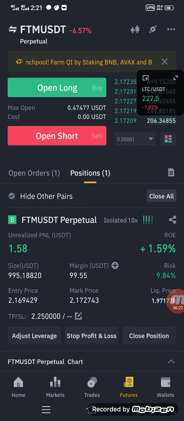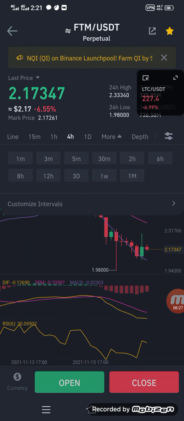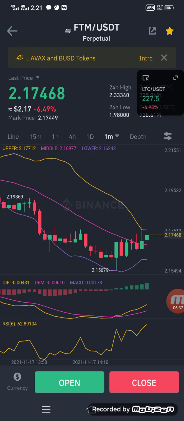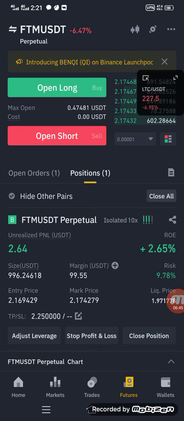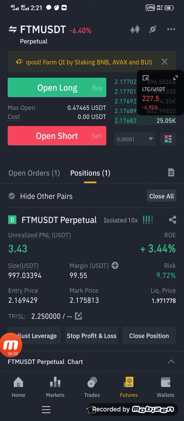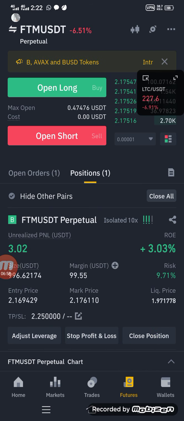Yesterday a dump happened and it liquidated me on the 1 minute chart. Yesterday a dump occurred, 2 times dump occurred, and I lost my 300 USD. So still it's going up. Now if I come here, I see my margin is that. Okay, this is my margin, and if you come here, you can adjust, and that is the close position.